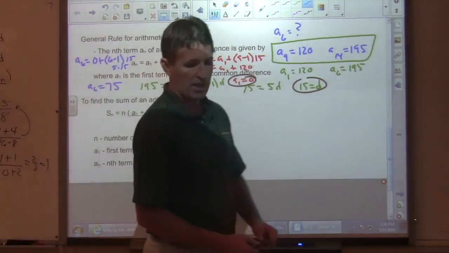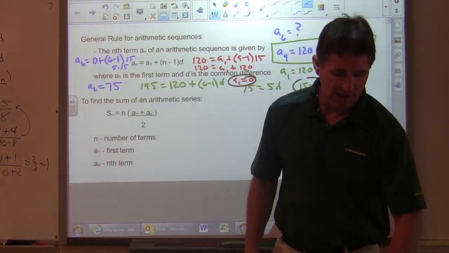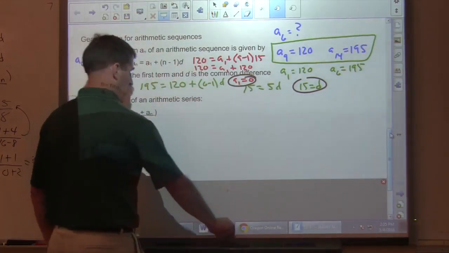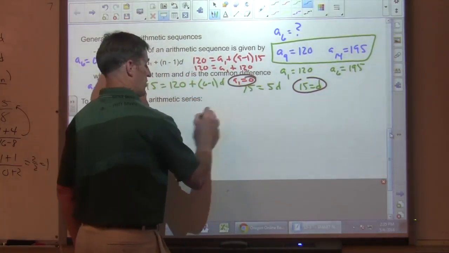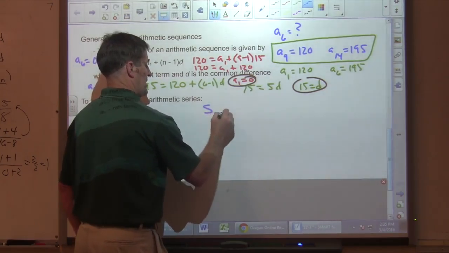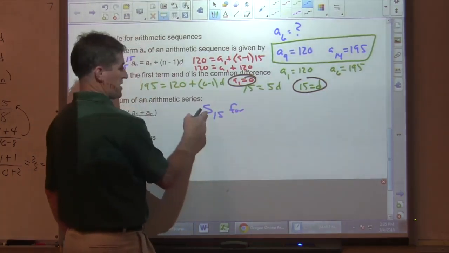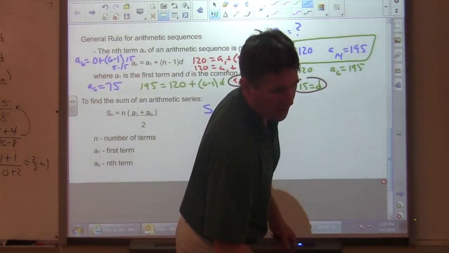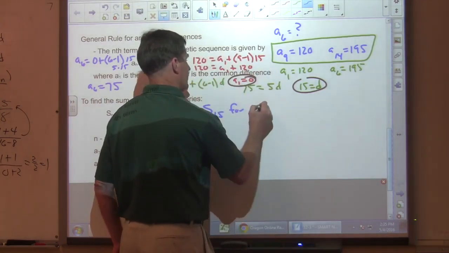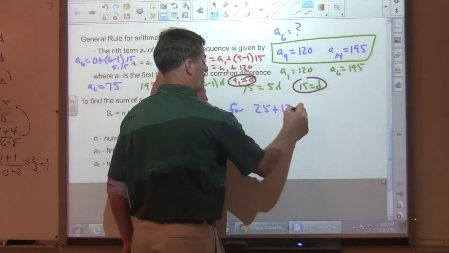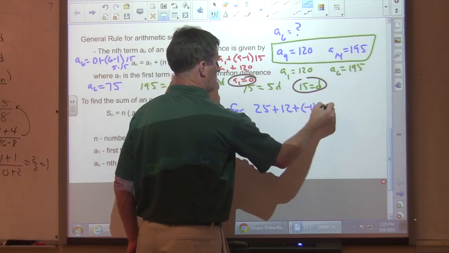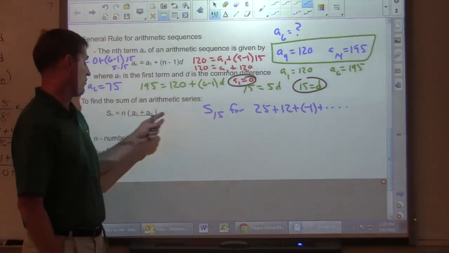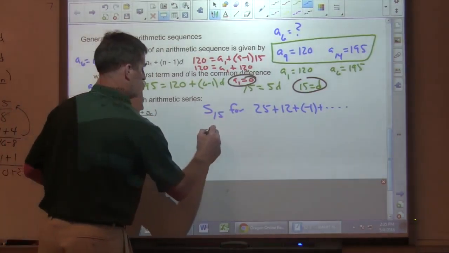So let's take a look at the book, and there's two different ways they can write these. One way is s of 15, 4, and so this is saying find the sum of the first 15 terms, 4, and then they give you a series, 25 plus 12 plus -1 plus on out. Okay? So now we just go to the formula. S of 15, that's what we're trying to find.